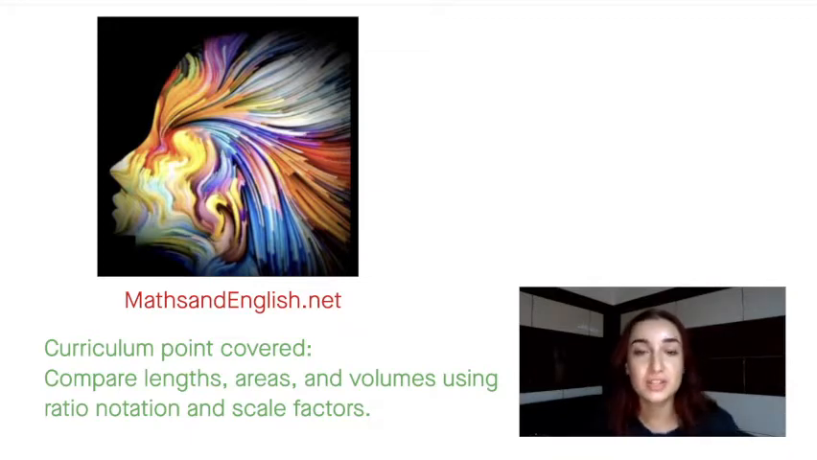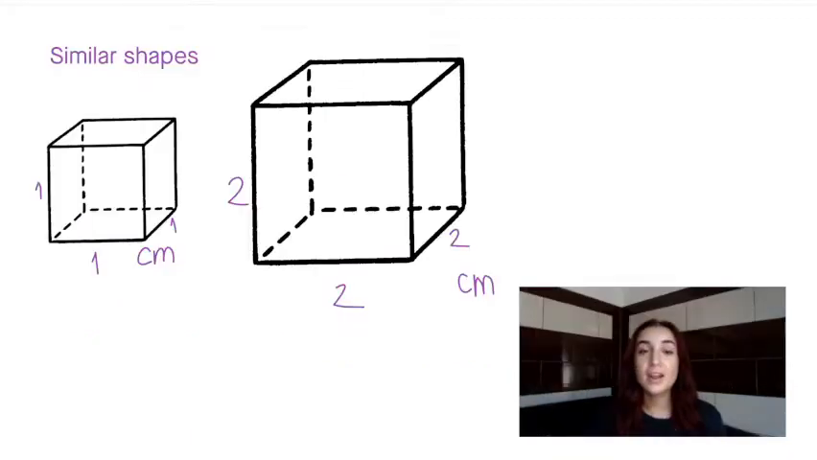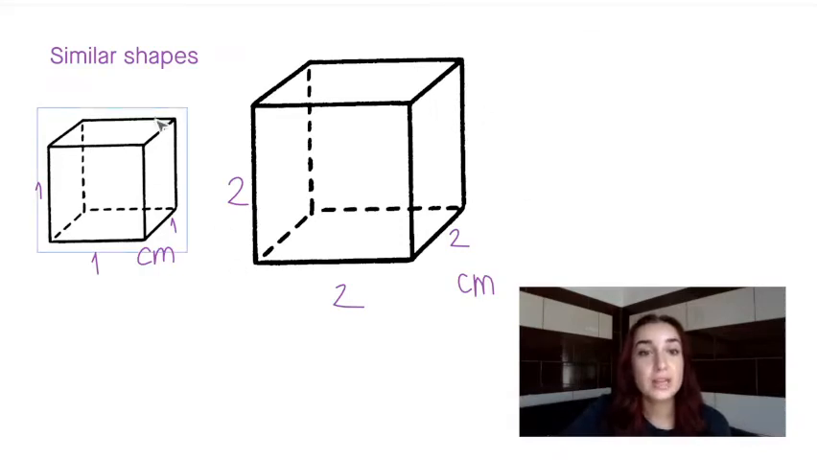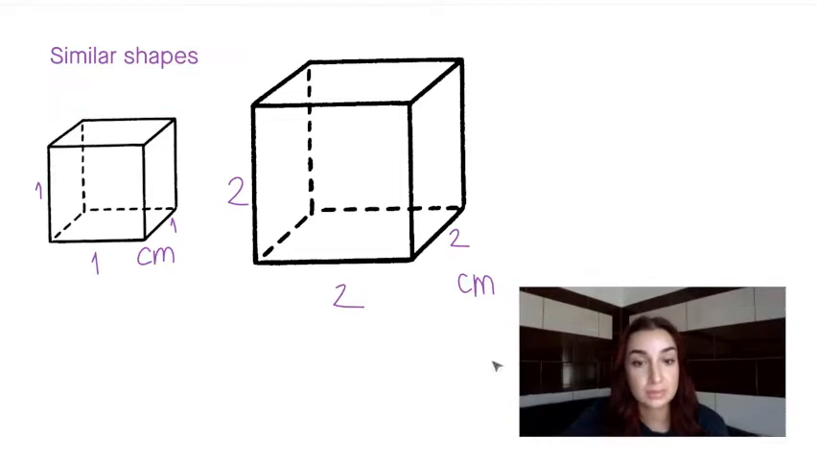Today we're going to compare lengths, areas and volumes using ratio notation and scale factors. One area where you'll have to compare lengths, areas and volumes is for similar shapes. So I thought it would be a good idea to use ratio notation and scale factor in order to compare those. On the left we have a cube with a length of 1 centimeter, and on the right we have a cube with a length of 2 centimeters.